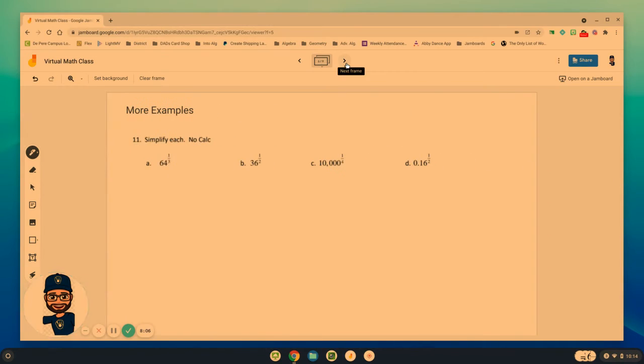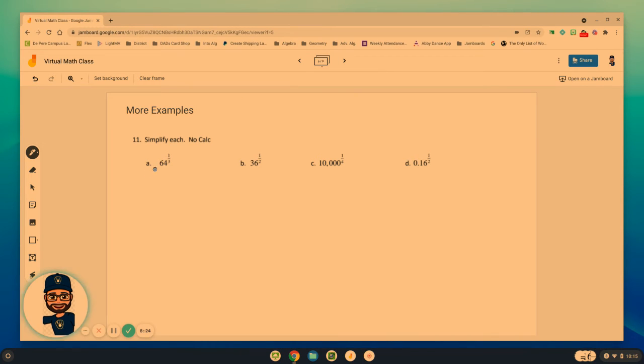All right, let's try and put those into practice with a couple of examples. Simplify each of these 4 without a calculator. Why don't you pause the video here and see what you get, maybe in terms of at least setting these up and trying to solve.